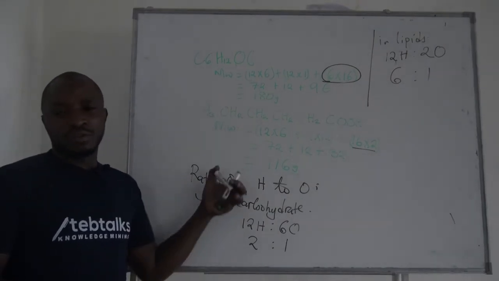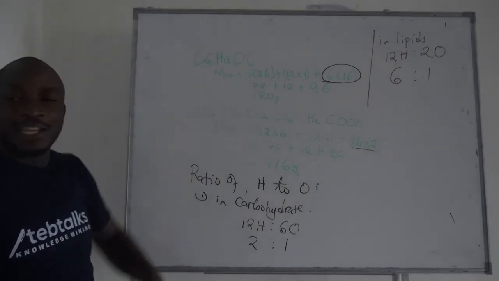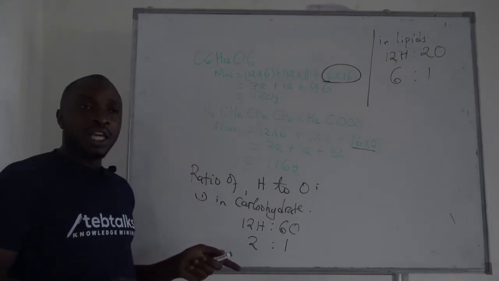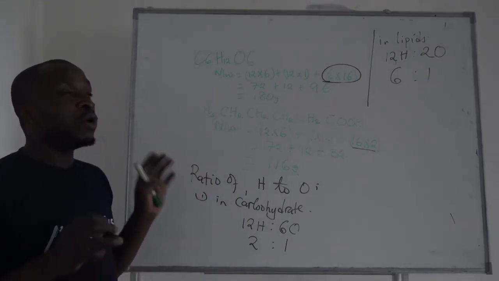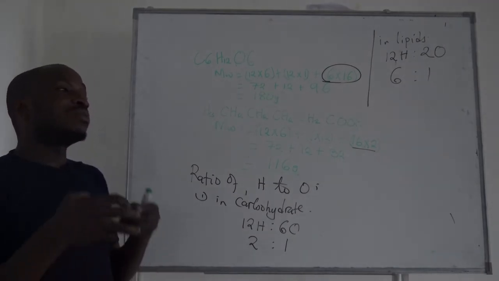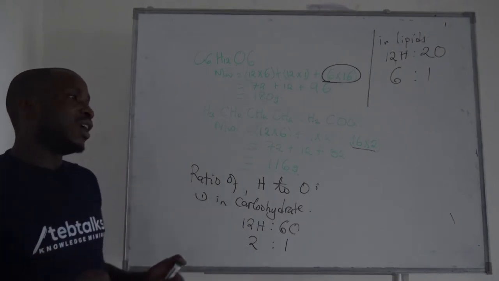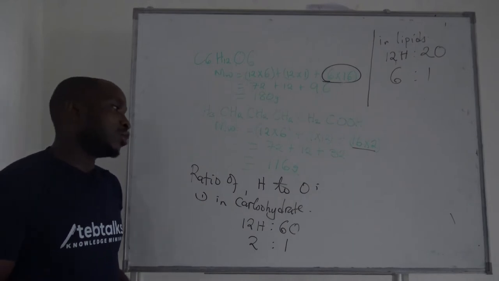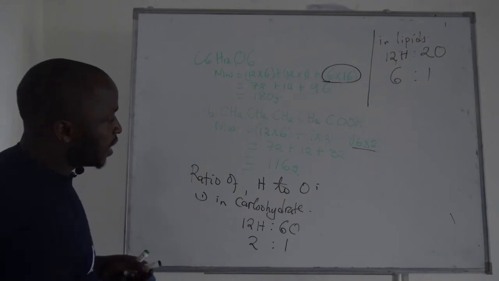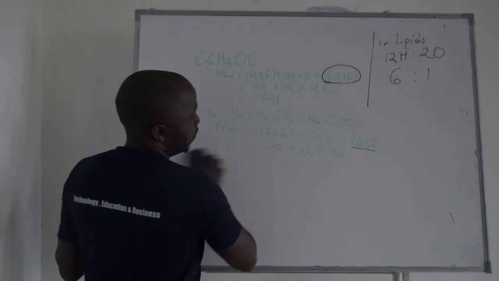So how is this of importance? One, it makes the lipids lighter, and once something is lighter, it means it is contributing less to the body weight of an organism storing it. If it is contributing less, organisms that store lipids will easily manage their weight and escape danger. So lipids are better energy stores. That was point number four.